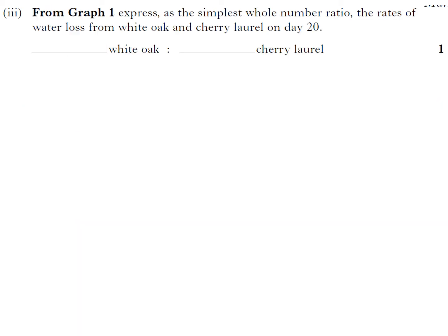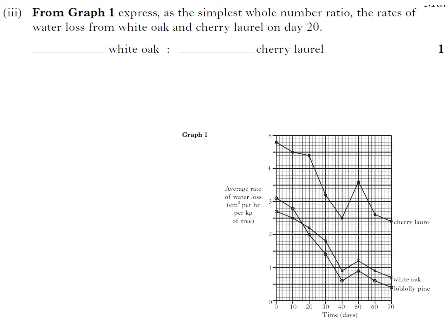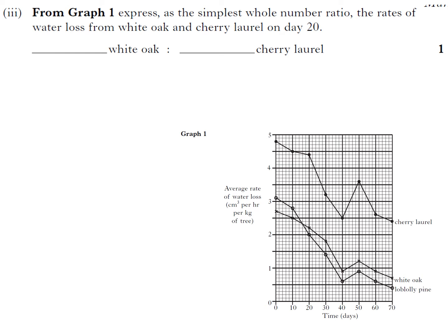From graph 1, let's bring up graph 1. The simple whole number ratio, the rates of water loss from white oak and cherry laurel on day 20. So I am looking at the white oak line, so that's the cross here, and I'm looking for the cherry laurel here. So the white oak, if I read across, is 2.2, and the cherry laurel is 4.4. You obviously don't get the mark for that. This is not a whole number. Okay, but it does cancel nicely. There we go.